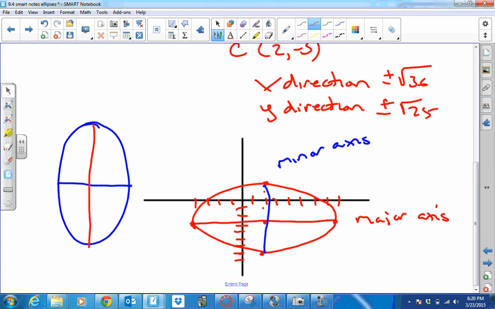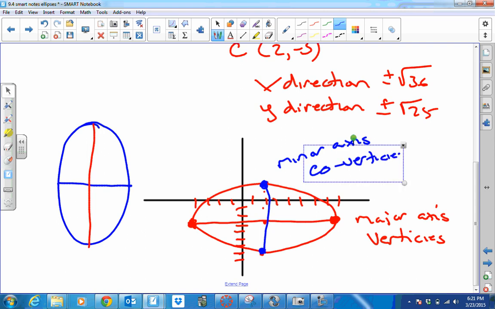Now the points on the major axis, I'll make them really big, are called the vertices. Those are the points where the ellipse contacts the major axis. The points where the ellipse contacts the minor axis are called the co-vertices.